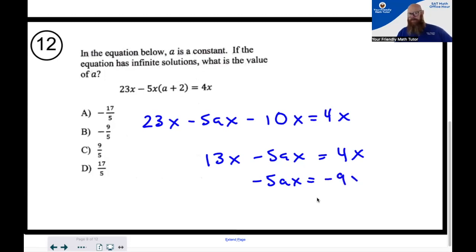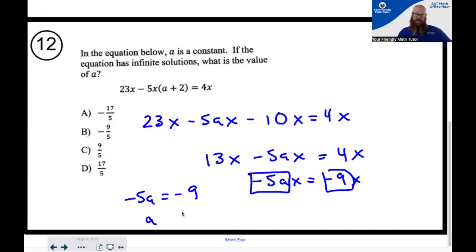So what has to happen is, in order for there to be an infinite number of solutions, the coefficient of x has to be the same on both sides. So negative 5a has to equal negative 9. So a, if I divide the negatives out and then I divide by 5, I'm going to have 9 over 5, which is C.